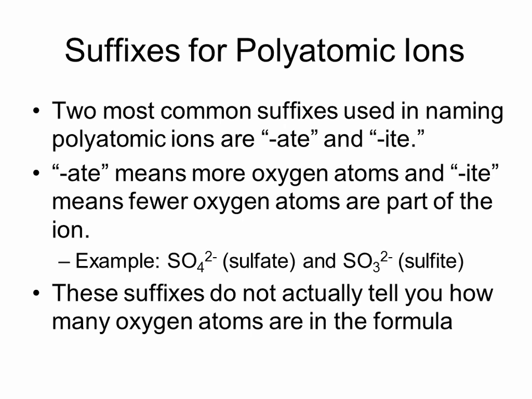So when I give you an assignment and you see that the ending of the second compound is "ate" or "ite," you know it's a polyatomic ion. Usually "ate" means more oxygen atoms, and "ite" means fewer oxygen atoms are part of the ion. So for example, SO4 2 minus is sulfate, and SO3 2 minus is sulfite. These suffixes do not actually tell you how many oxygen atoms are in the formula, just that "ite" usually means fewer.